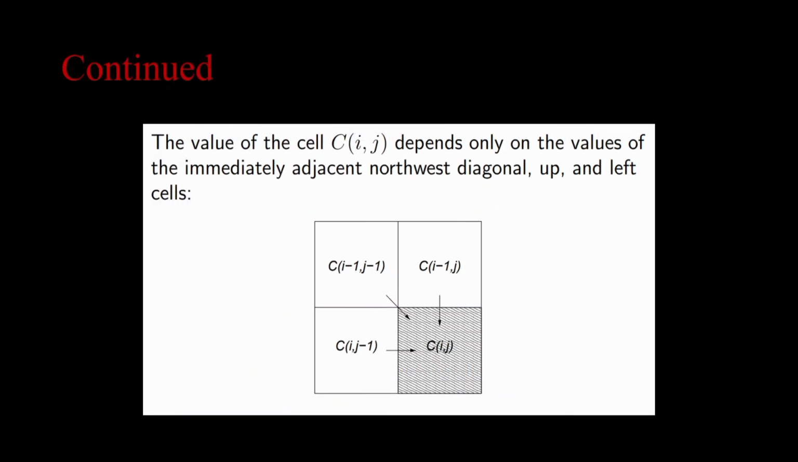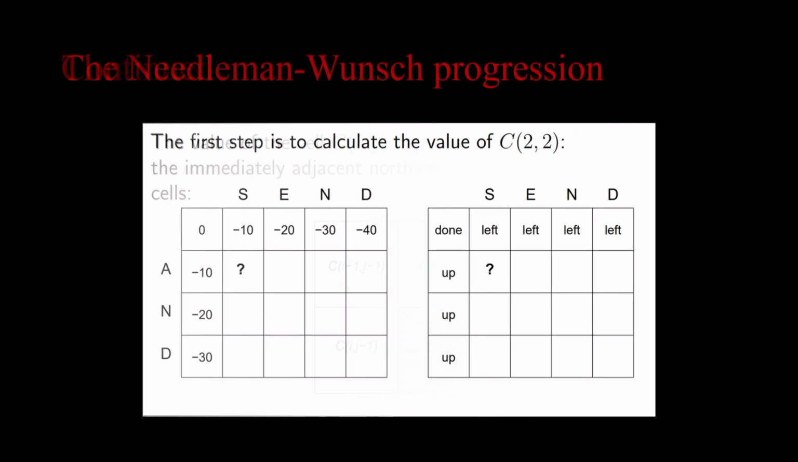Here we will find the three values, diagonal, up and side, and whichever is the maximum, we will put that value in the calculated cell. From this example, we can see the question mark: what will be the value?